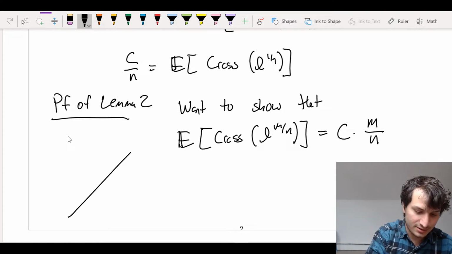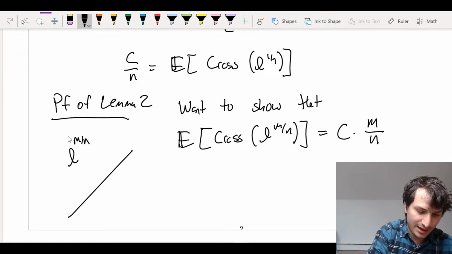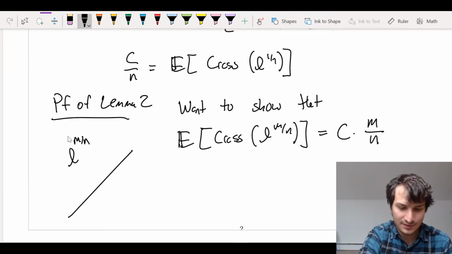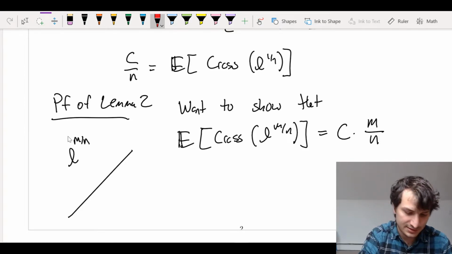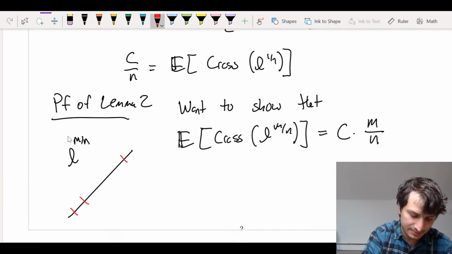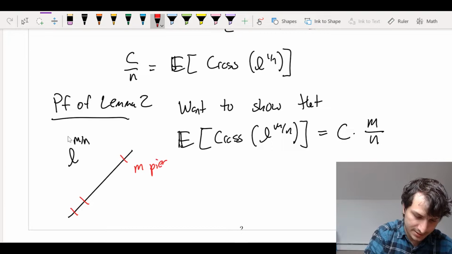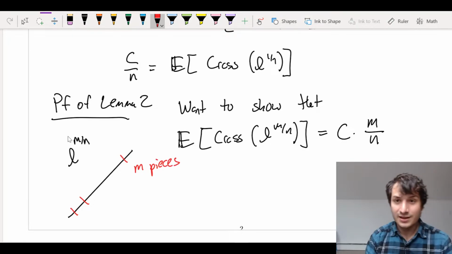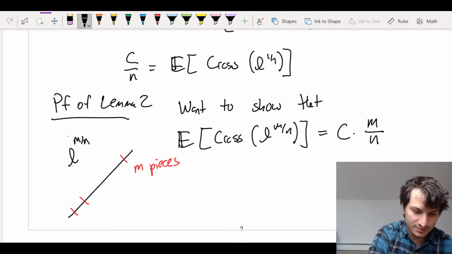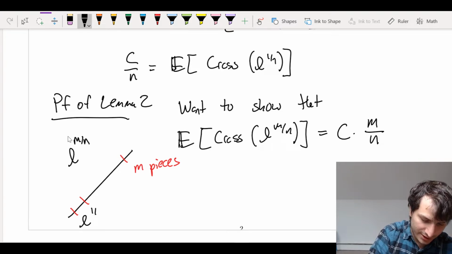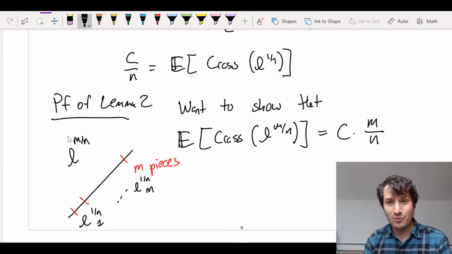So here's the curve L m over n. And again, I'm going to cut it into pieces. This time I'm going to cut it into m pieces. So each piece now is length 1 over n. So L 1 over n, 1, all the way up to L 1 over n, m. Okay, and just like before, the expected value of the whole thing is going to be the sum of the expected values.